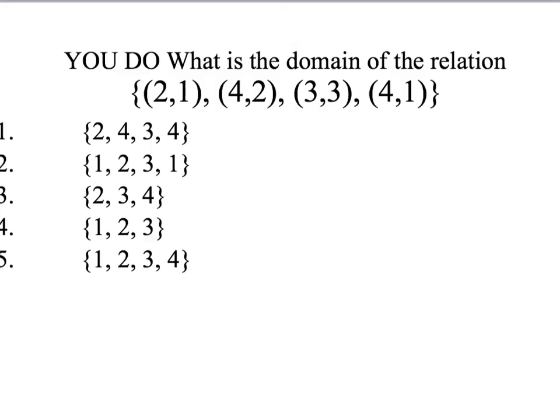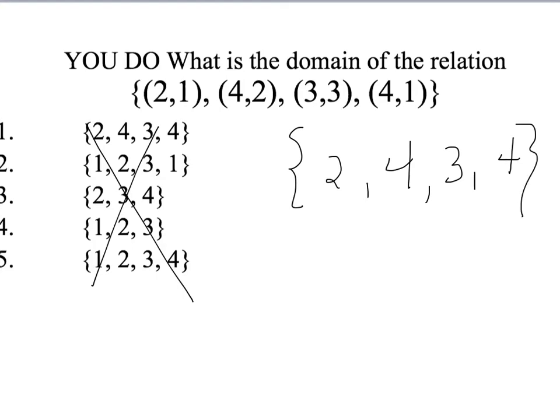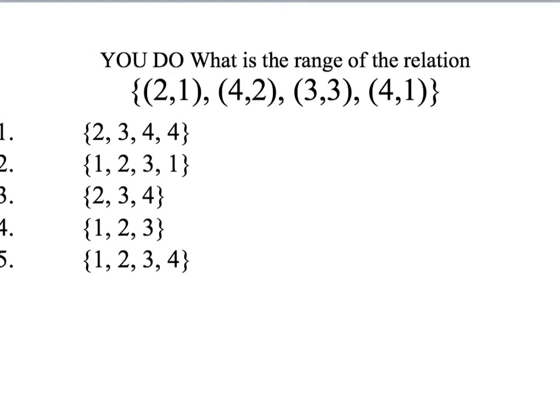All right, pause the video for a moment and try this one on your own. I'm just going to cross these off right here. What you should have got for the domain of the relation: the domain is the x values, so you should have had 2, 4, 3, 4. Try this one as well. What you should have had for the range is 1, 2, 3, 1.